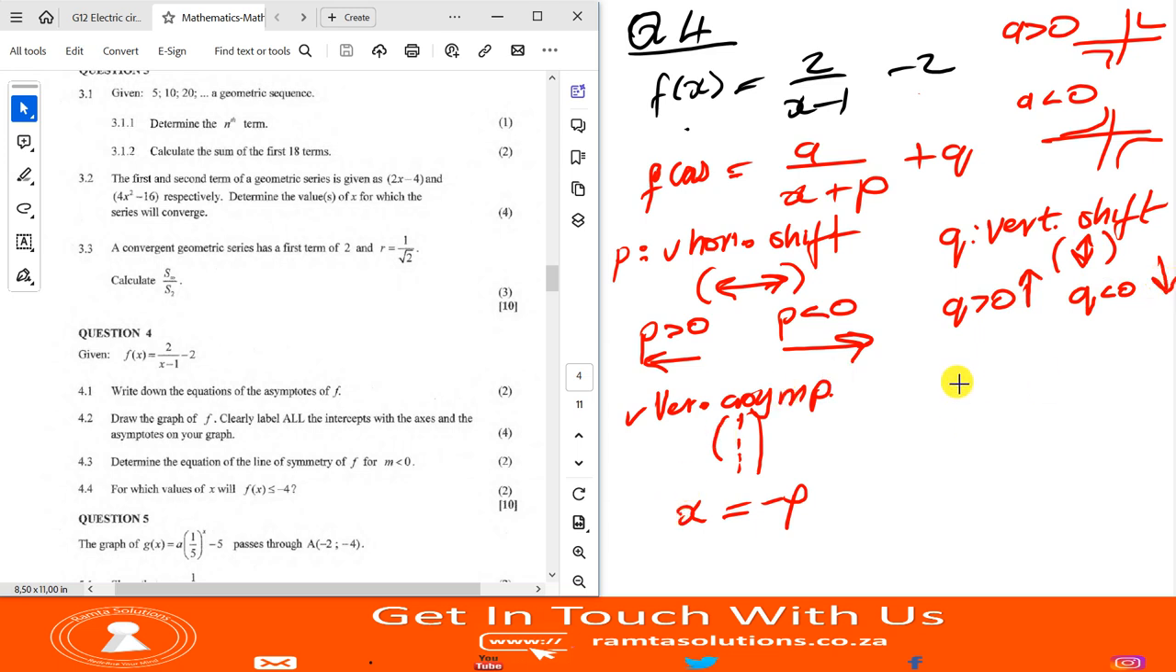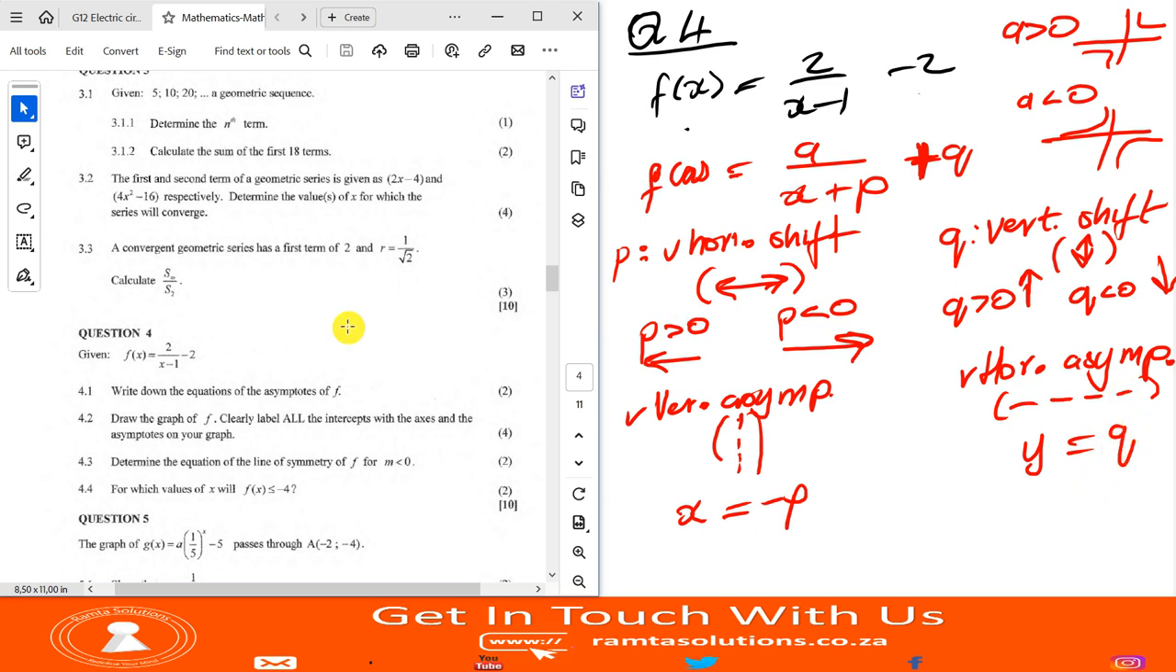This q value is also what we call the horizontal asymptote. So this is the y value that the function does not exist at. And to get this, you will say it is equal to this q value. So it is y equals q.